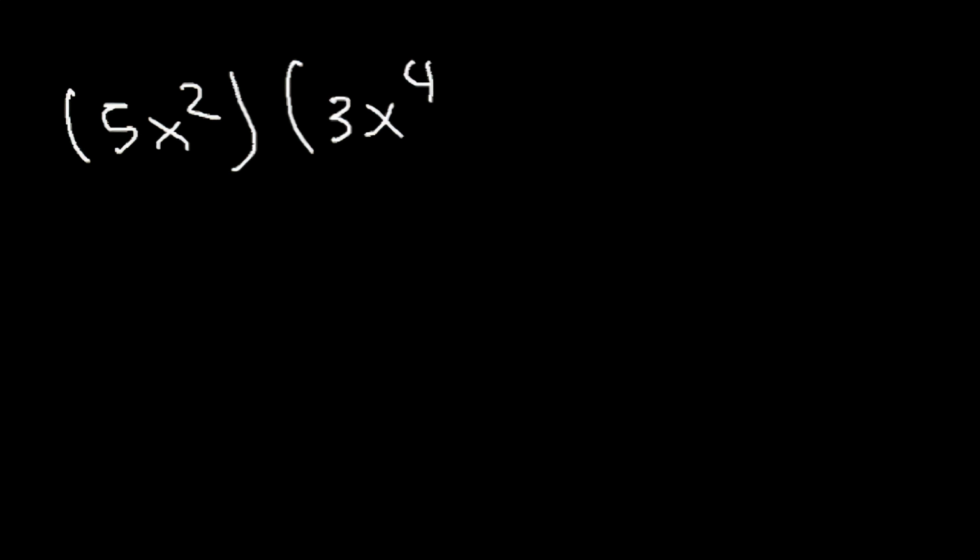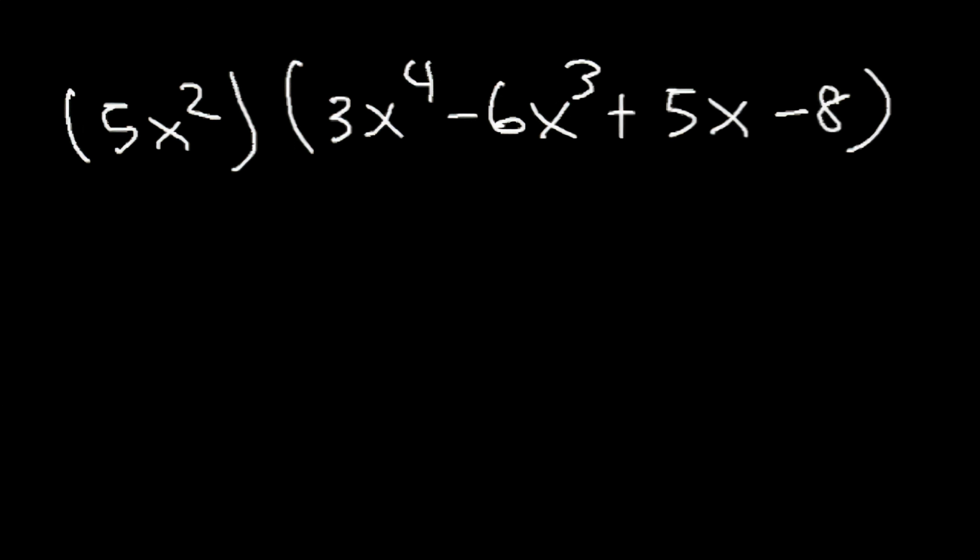So now it's your turn. Try this: 5x squared times 3x to the fourth power minus 6x cubed plus 5x minus 8. So let's distribute the 5x squared. 5x squared times 3x to the fourth. 5 times 3 is 15. x squared times x to the fourth is x to the sixth. You need to add 2 and 4. 2 plus 4 is 6.